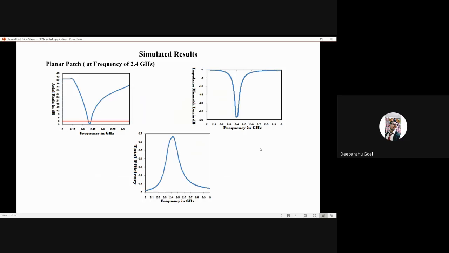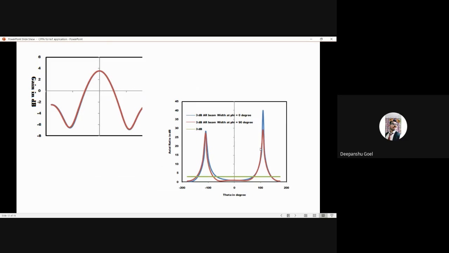As you can see, we have got a minimum axial ratio of 0.18 decibel at 2.4 gigahertz with an axial bandwidth of 25 megahertz. Also, in the second figure, we can see we have a minimum return loss of minus 28 dB with a return loss bandwidth of 104 megahertz. We have achieved up to 65% efficiency.